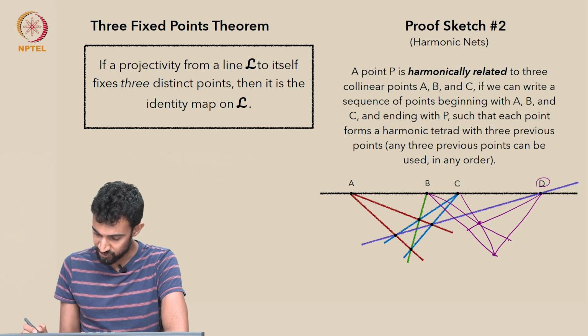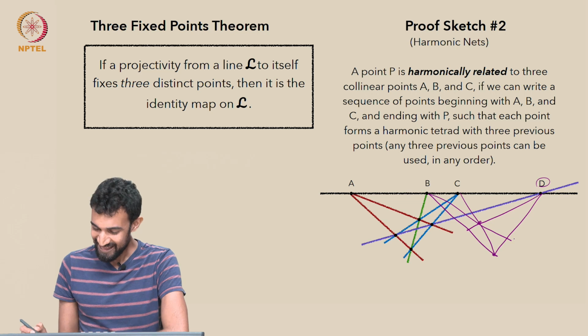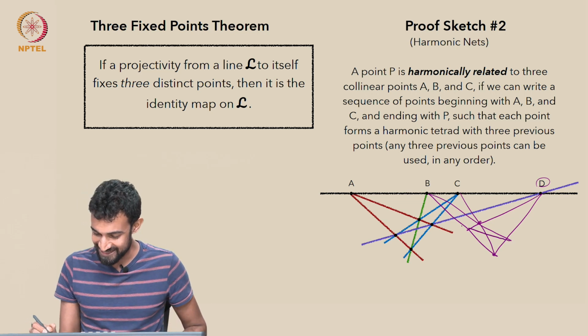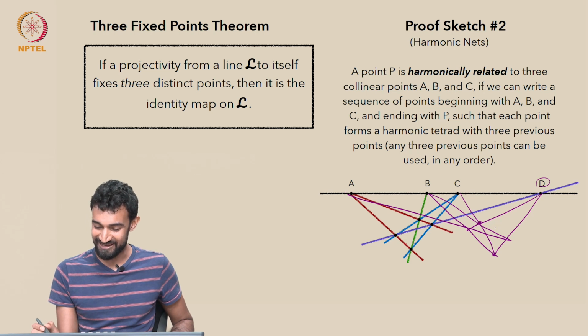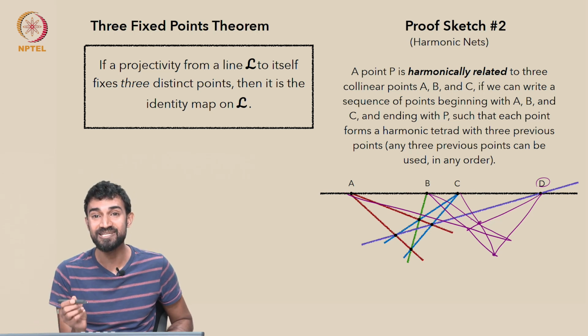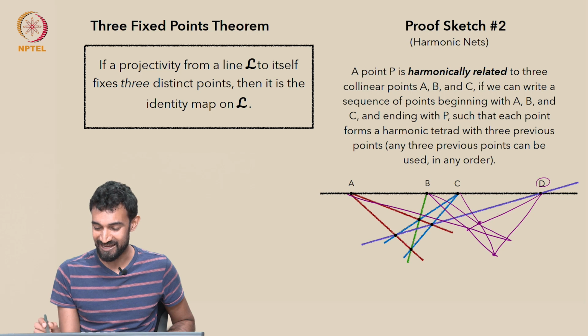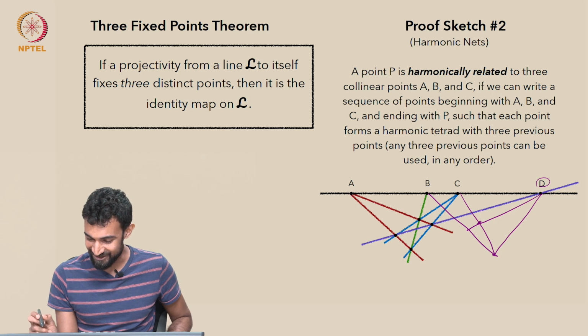So we get another quadrilateral here, and oops, I messed up. I am getting the same point A again, because remember, that's the entire coincidence of harmonic tetrads. I'm looking here at the harmonic conjugate to C with respect to B and D, which is just going to be A. So I kind of messed up. I didn't choose well. Let's do that again.